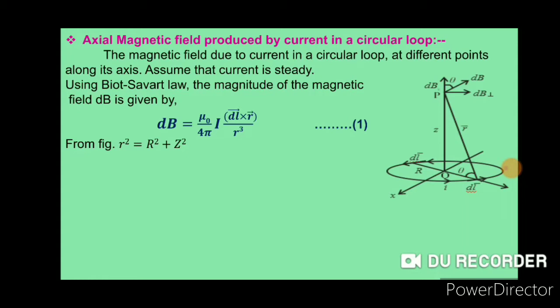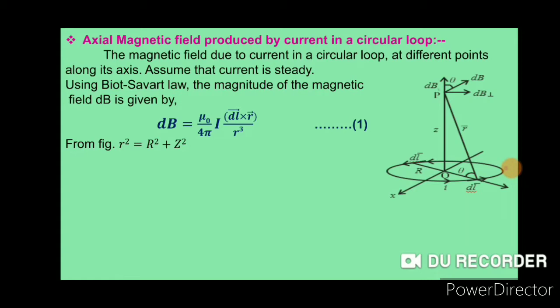We have to calculate the magnetic field at a point P on the z axis at a distance r bar from the element dl bar on the loop. Using Biot-Savart's law, the magnitude of the magnetic field dB is given by dB is equal to mu 0 upon 4 pi I into bracket dl bar cross r bar whole divided by r cube. Suppose this is equation number 1. From the figure, small r square is equal to capital R square plus z square.